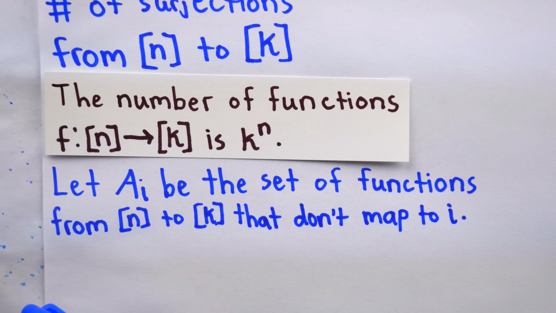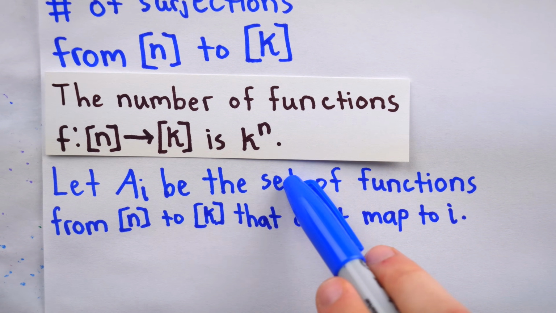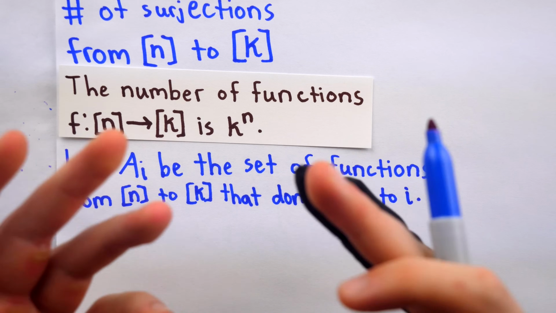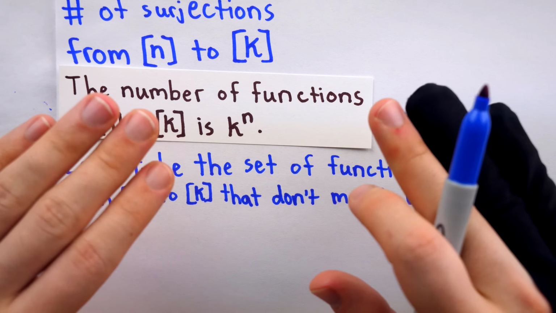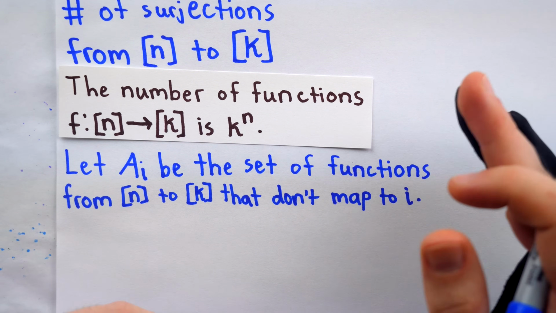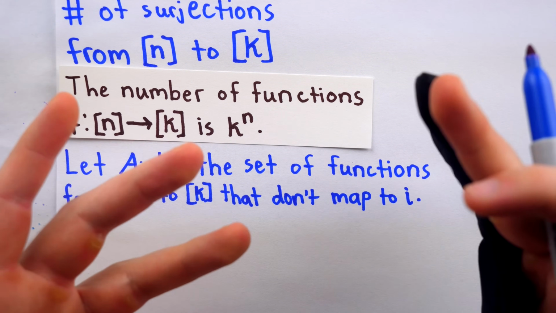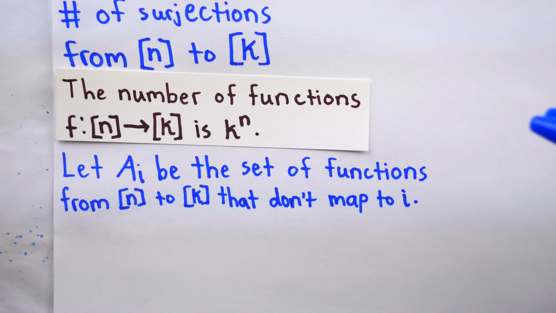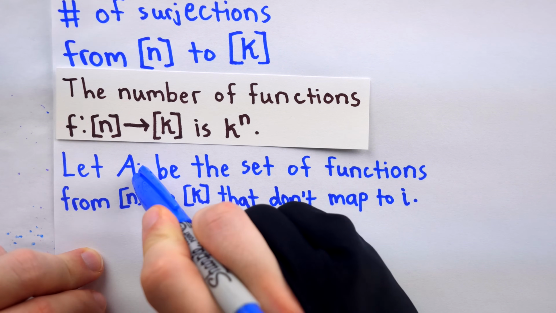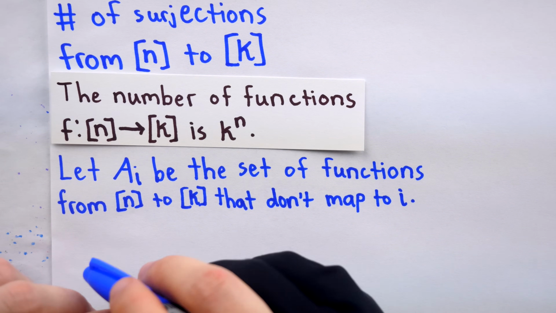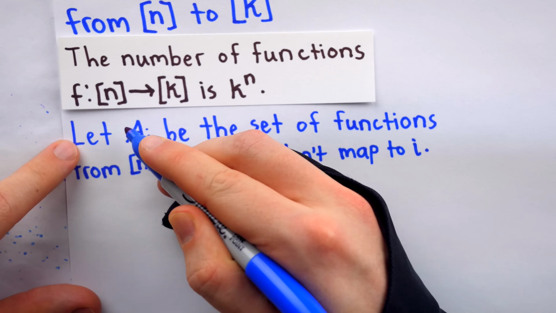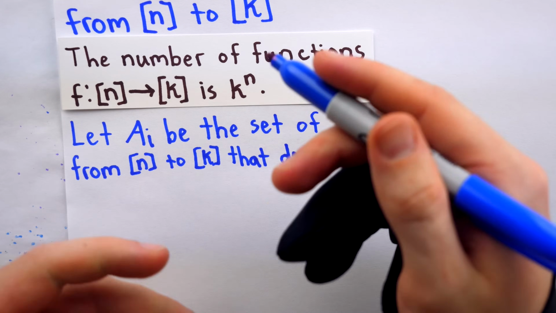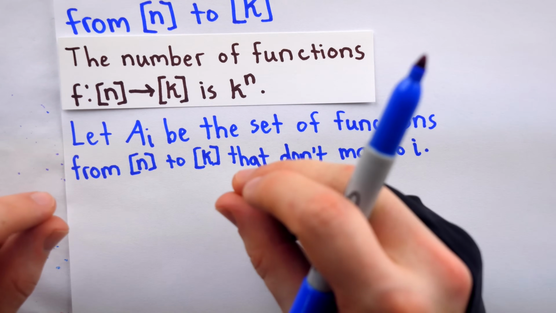For this, we'll need some new notation. Let A_i be the set of functions from here to here that don't map to i. For example, the set A_1 would contain all functions that don't map to 1. If one of those functions also doesn't map to 5, for example, that function would also be in A_5. So many of these functions will belong to multiple A sets, which of course presents a challenge, because we need to count up the total number of functions in all of these sets A_i, but since many functions will be in multiple sets, we have to be careful.